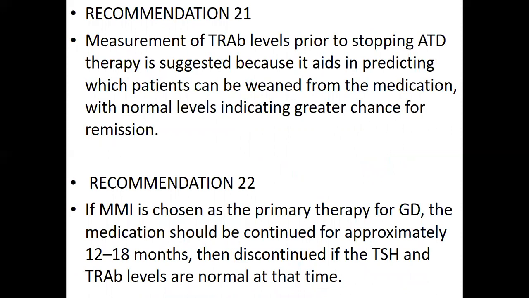Measurement of TRAb levels prior to stopping the antithyroid drug is suggested because it aids in predicting which patient can be weaned from the medication, with normal levels indicating greater chance for remission. If methimazole is chosen as the primary therapy for Graves' disease, the medication should be continued for approximately 12 to 18 months, then discontinued if the TSH and TRAb levels are normal at that time.